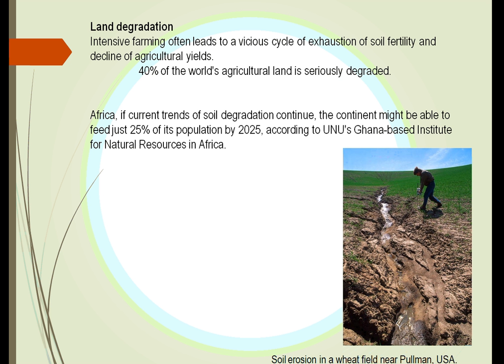The land itself is being degraded. If you use intensive farming techniques, the soil fertility naturally goes down. In many parts of the world, this fertility is not replaced, or is only replaced with harsh chemicals. The soil becomes bad and starts to turn back into sand and desert-type soil. In Africa, if this current trend continues, the continent might be unable to feed most of its population by 2025.